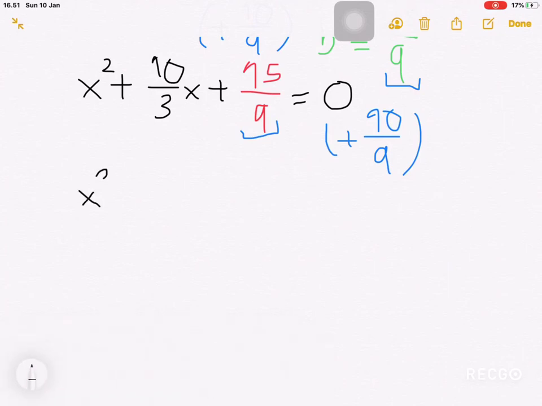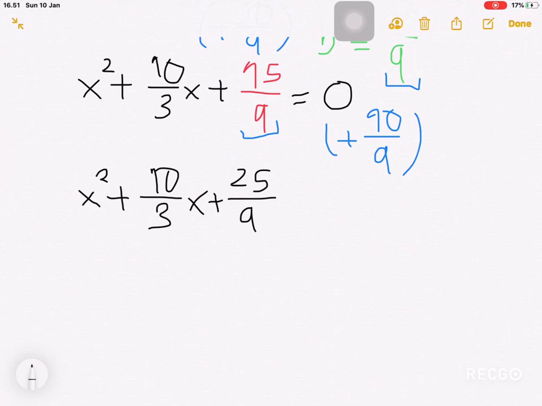So we're going to rewrite this equation. 25 is equal to positive 10 over 9.